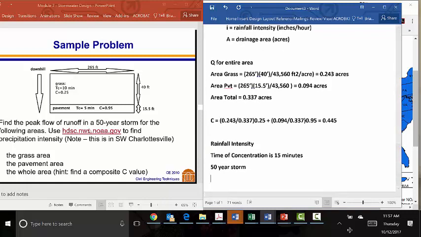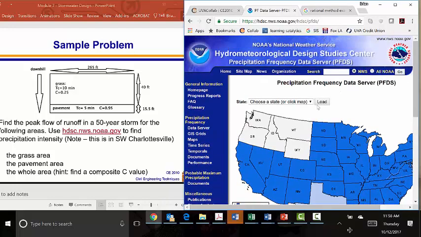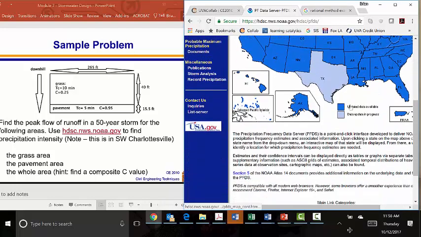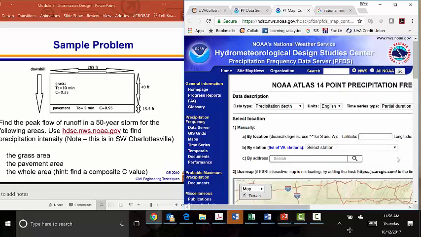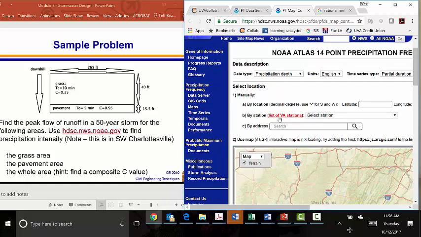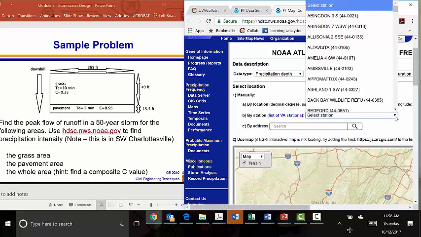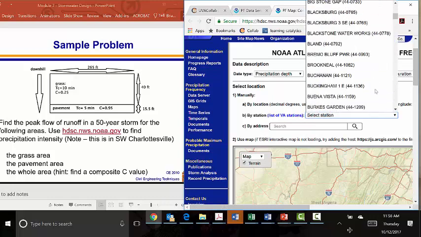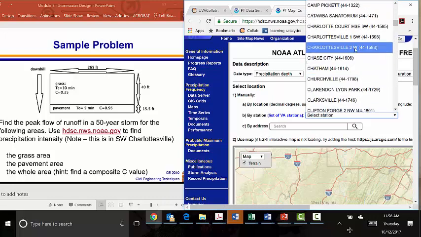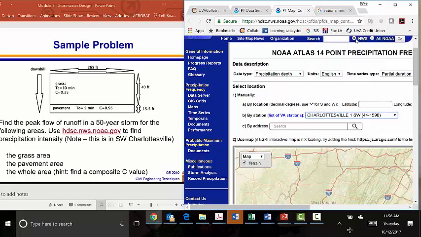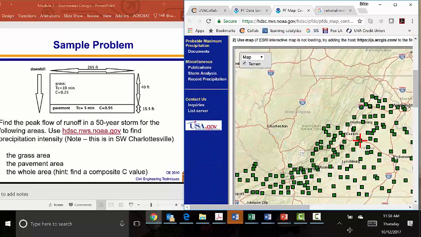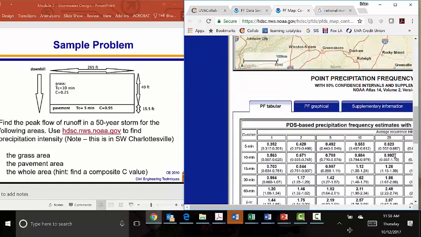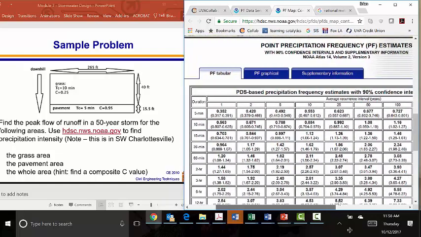So let's go to this website, which I have right here. What I'm going to do here is simply choose Virginia. And now let's go by a list of Virginia stations. I told you in the problem statement we're looking at Southwest Charlottesville. So here's Charlottesville, Southwest. Let's use that. If I scroll down here, you see it shows up on the map with that X. That's Charlottesville. And here is the historical data that the Weather Service has.